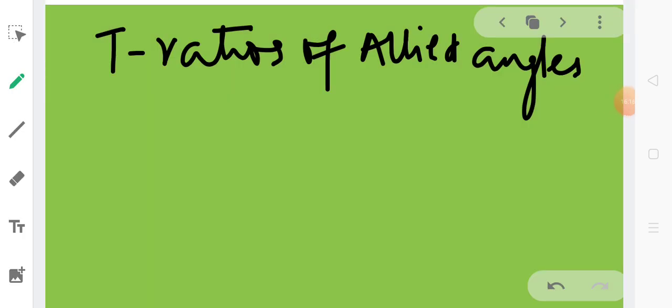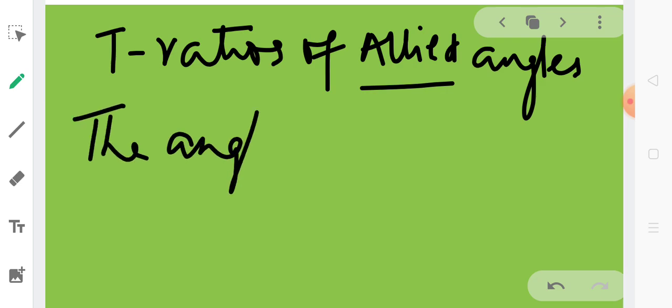Next we will discuss trigonometric ratios of allied angles. When the sum of two angles is equal to 90 degree, they are called complementary angles. When the sum of two angles is equal to 180 degree, they are called supplementary angles. This you all know. Now you might be wondering, what are allied angles? Let me tell you.